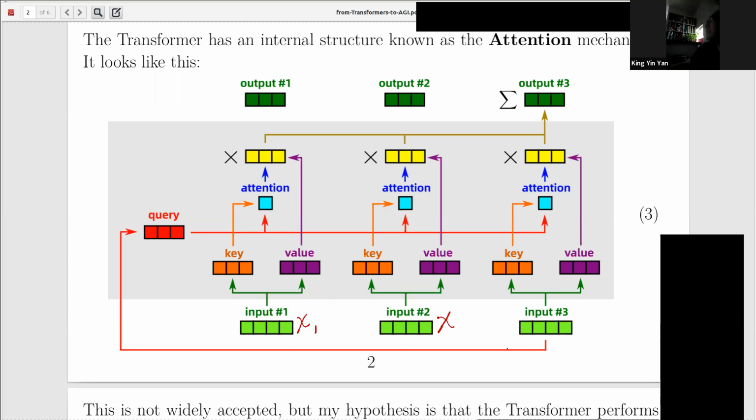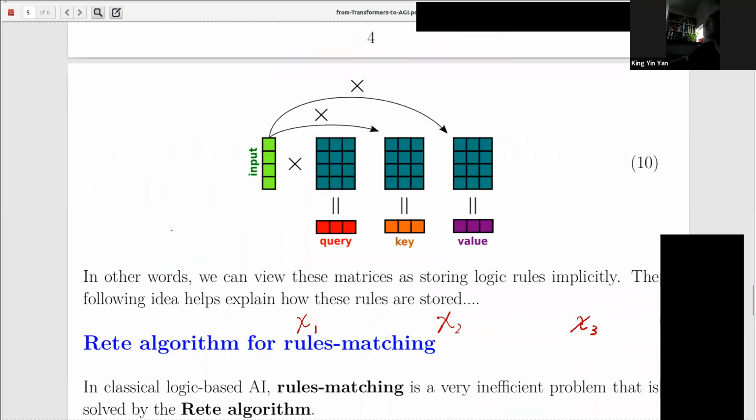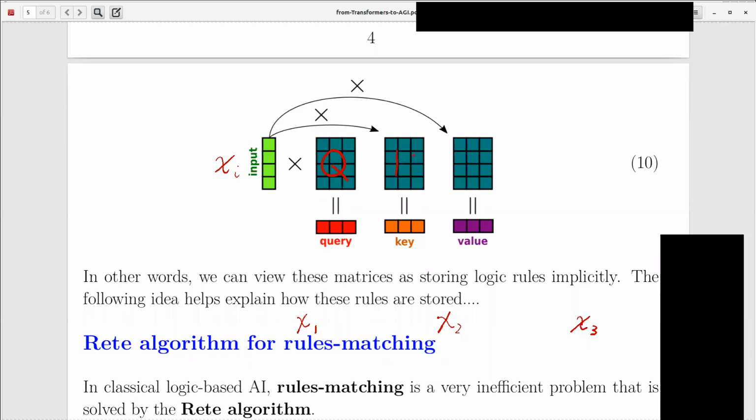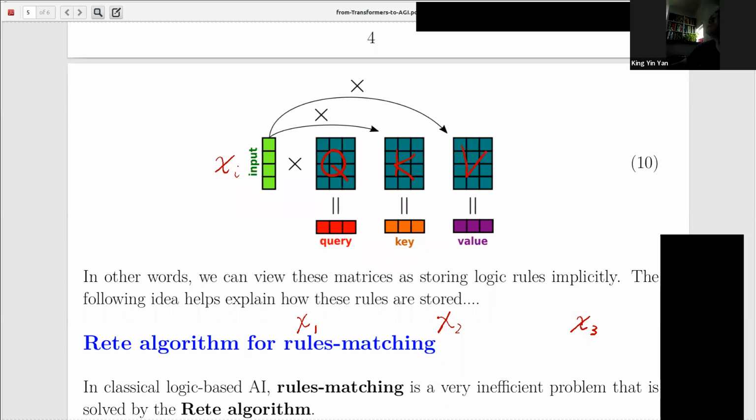Right. Okay. But the thing here is the query, right? What's a query? Is the query something we learned? Even the query is also learned because they come from the matrix. I have the matrix here. Okay, I see. This is input whatever xi, and the query comes from this matrix. It's called Q. It's a matrix. Yeah. So it's all looked up from these matrices.